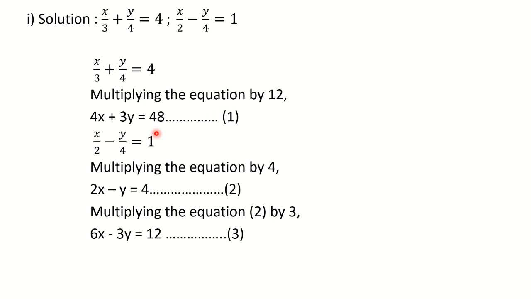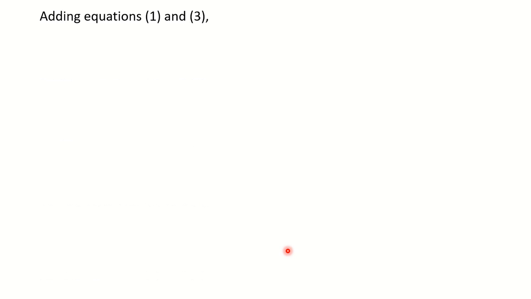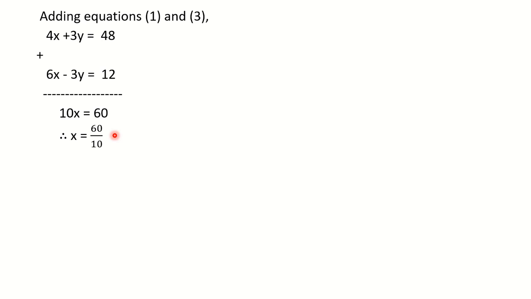Actually, after framing the equations, it is possible for you to solve, but still I have completed the sum. So what we have to do is add equations 1 and 3. Write down: adding equations 1 and 3. Write equation 1 plus equation 3 just below that and add. So see, plus 3y and minus 3y will get cancelled, and here 4 plus 6, that is 10x, and 48 plus 12 we will get 60. So 10x is equal to 60 and therefore x is equal to 60 divided by 10. So x is equal to 6.